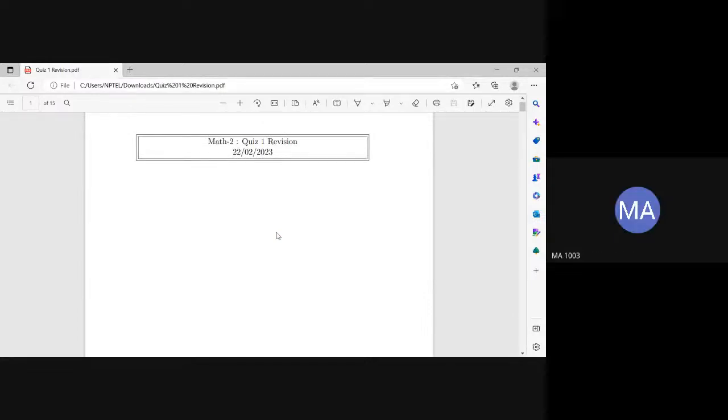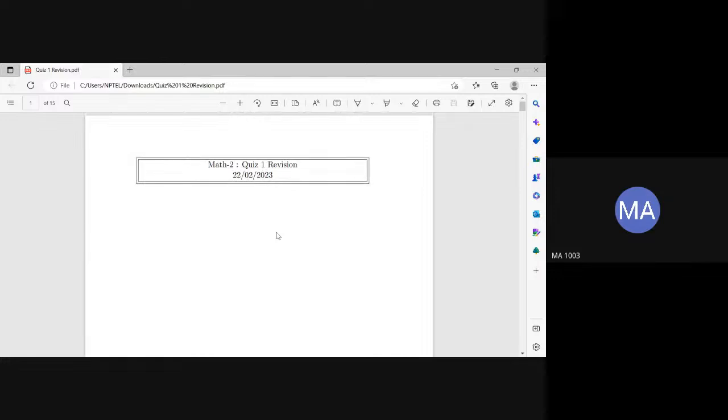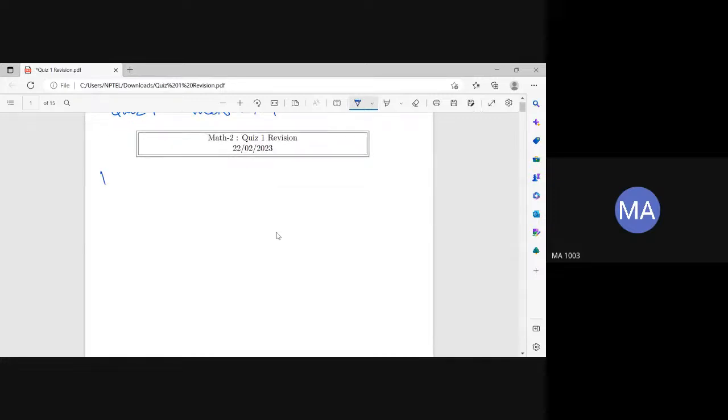Okay, so let me just write it down. Weeks 1 to 4. Let's start off with what a vector is. A vector in R2 or R3. How does a vector in R2 look? x, comma, y.